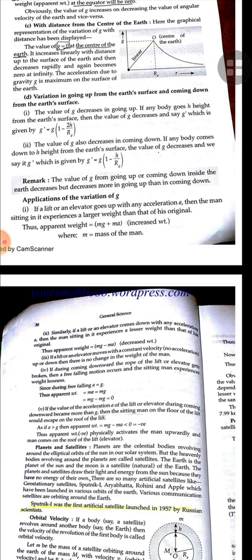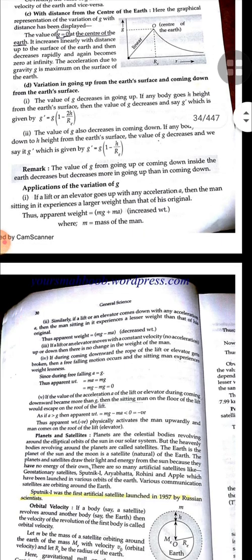If the acceleration a of the lift or elevator during the coming downward becomes more than g, then the man sitting on the floor of the lift would escape to the roof of the lift. If a is greater than g, then the apparent weight mg minus ma is less than 0. It means the apparent weight is negative, physically acting on the man upwardly, and the man comes onto the roof of the lift or elevator.